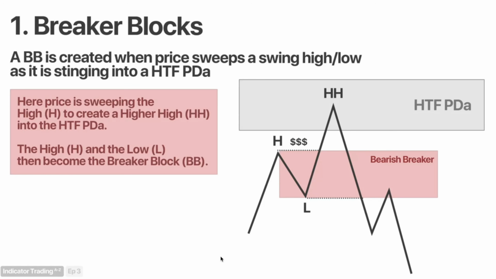Now for a bearish breaker block, we want to see price sweeping a lower time frame high to create a higher high into the higher time frame PD array, followed by a lower low. So the structure we want to see for a bearish breaker block is a high, low, higher high, lower low. And our focus is on this leg right here, from this high to this low. We are looking for the lowest series of consecutive down close candles in this leg, and that is what we mark as our breaker.